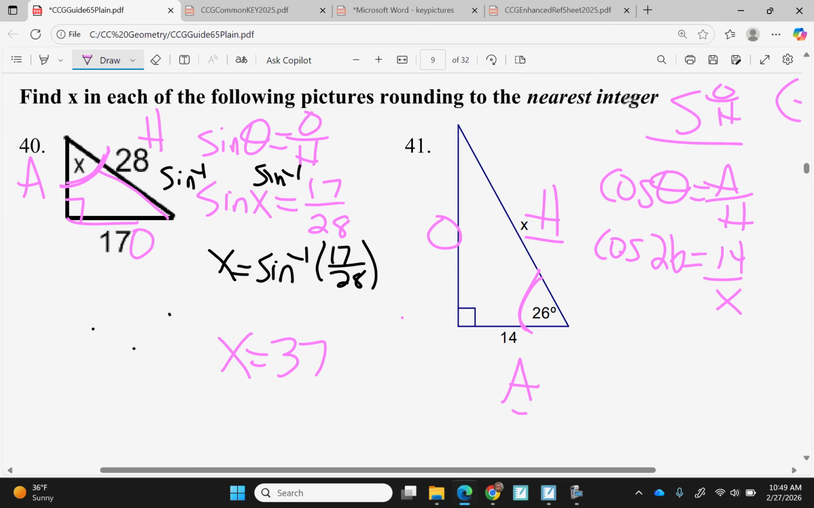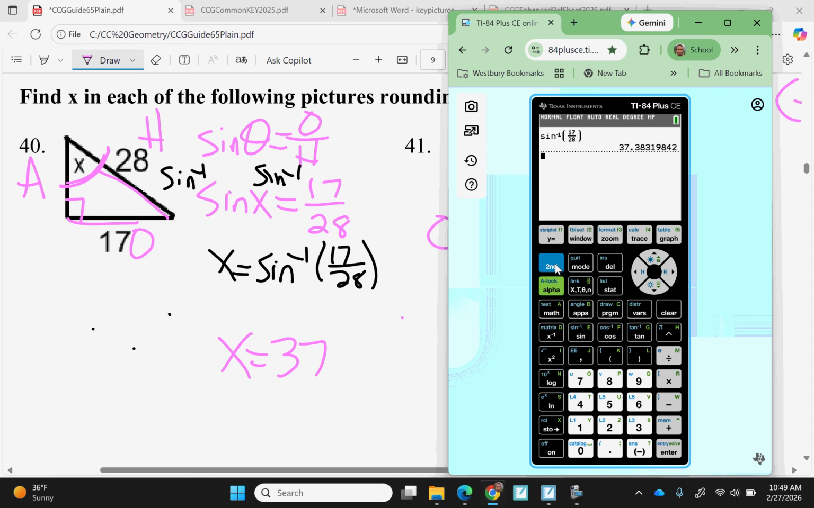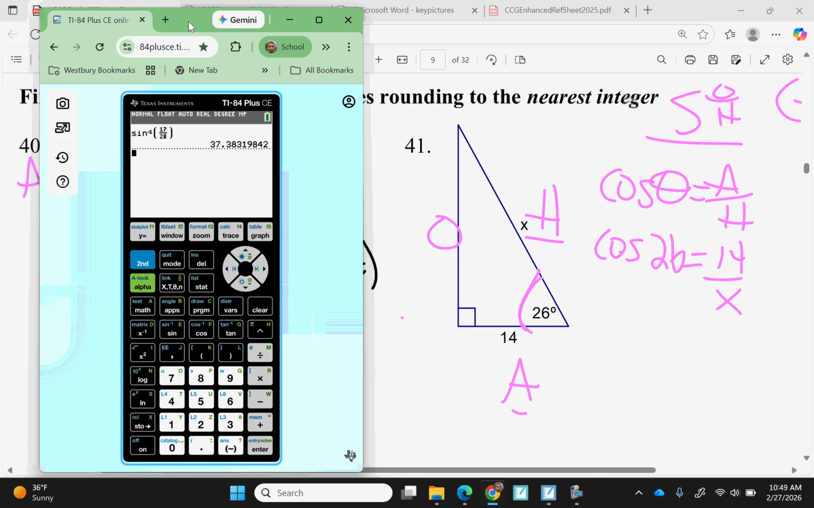If you are one of the many students who can get to this point but don't know what to do next, then math up. Enter, left-hand side, cosine 26, right-hand side, 14 over X, graph, 10, graph. To the nearest integer, X is 16.